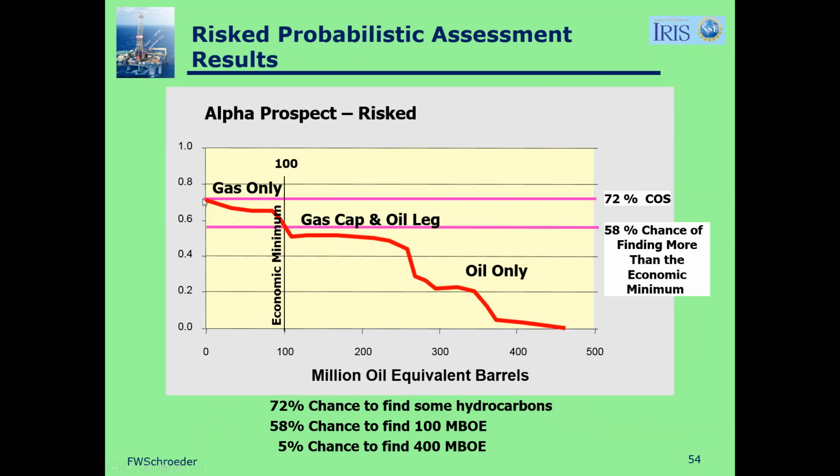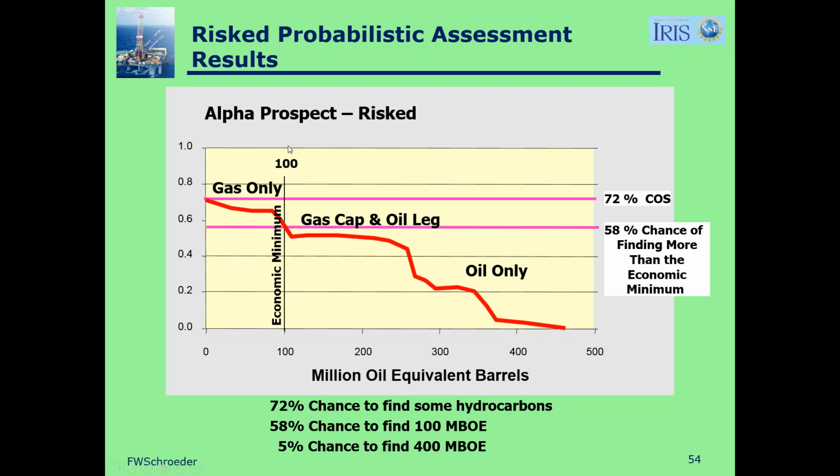We can go back to that exceedance probability. Before it was 100%. Now, because our chance of success is 72%, we rescale it so that 0 is at 72%, and then we can look at the exceedance probability. Because we have 4 scenarios, we can actually identify them. This is the gas-only case, this is the gas cap and the oil leg, and this is the oil-only case. Low gas saturation doesn't appear on here because we wouldn't find anything that was economic.